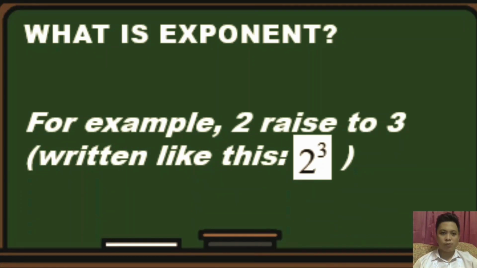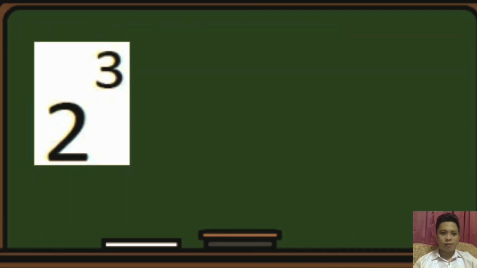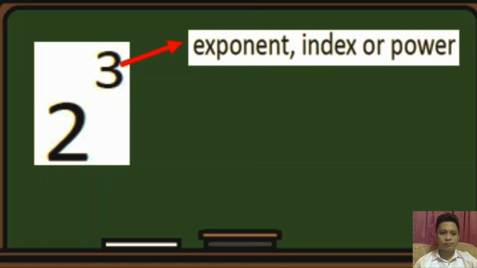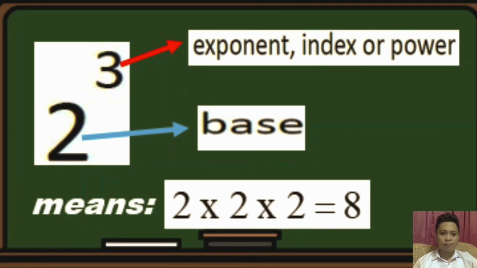For example, 2 raised to 3 written like this. This is an example of exponent. We have 2 raised to 3. 3 is called the exponent, index, or power, while 2 is called the base. And 2 cubed means 2 times 2 times 2 is equal to 8.